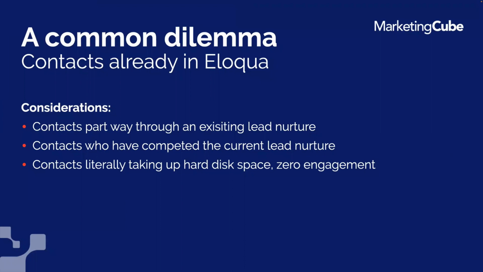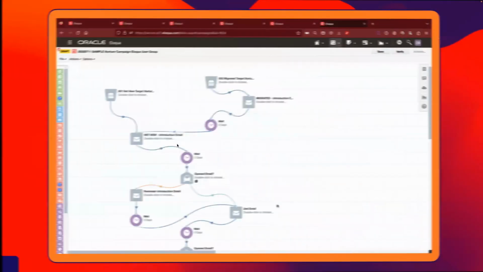So contacts who have completed the current lead nurture, over what time frame? How long do we wait before we potentially put them into the new lead nurture program? What sort of time frame should we be waiting there? And then, of course, there's always those contacts that are literally just taking up hard disk space. There's zero engagement. They're not unsubscribing, but there's zero engagement. That's probably a different type of campaign, more of a reactivation campaign than potentially a lead nurture campaign. So something to think about there.